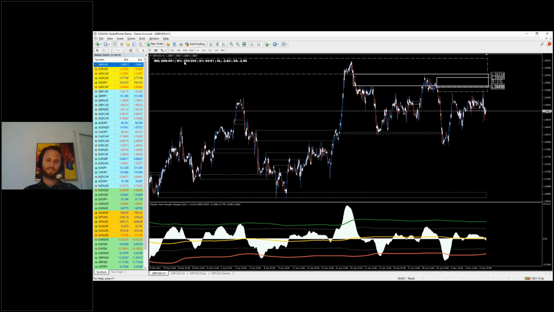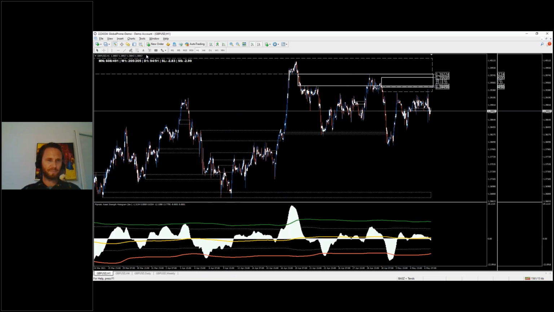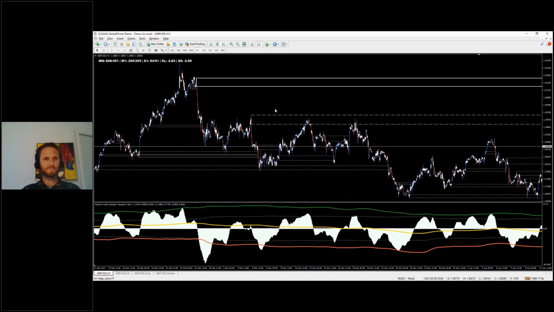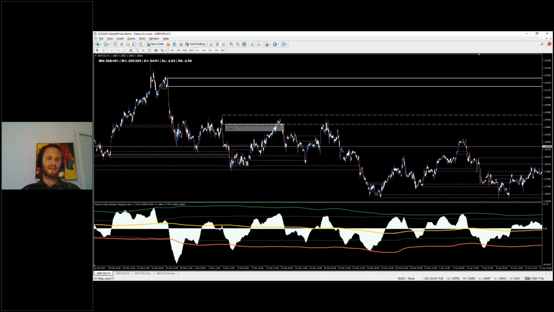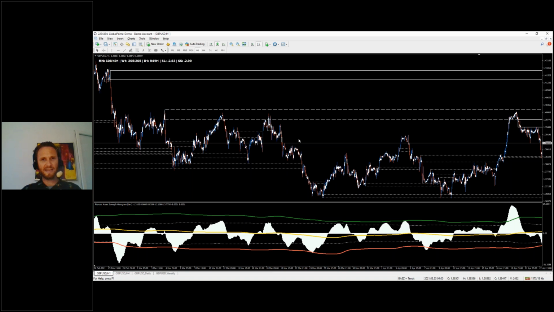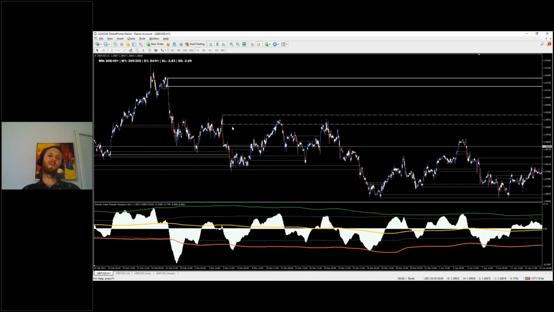If we look at this, it's a really good example. Look at this one here. We had this one here and price left. Then we had this one here. Price went up to this level and it left. And it came up again and it left. Okay, so what's happening here? Well, this means that we are up here.